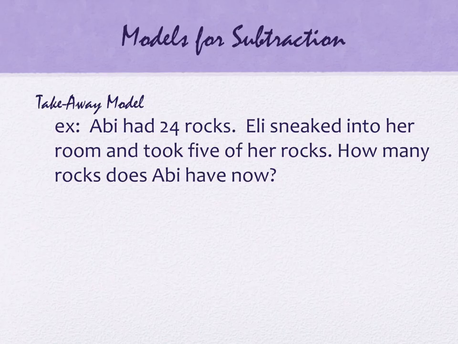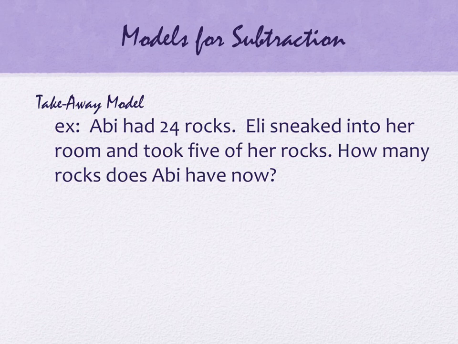This is an example of a word problem describing subtraction as taking something away. Abby had 24 rocks. Eli sneaked into her room and took 5 of her rocks. How many rocks does Abby have now? So she had something and we removed something from it. This is the takeaway model for subtraction, and we can draw a picture of it if you would like to. We can definitely think about this in terms of a concrete image.